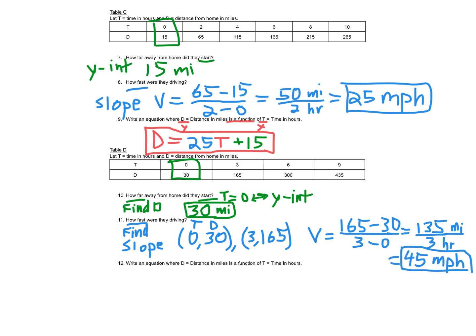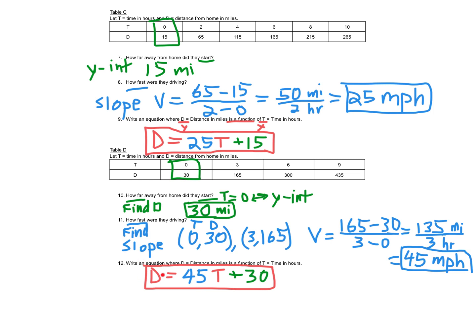So we found that I started 30 miles away. I drove at 45 miles per hour. If you haven't done so already, take a moment and try to write the equation where d is a function of t. Otherwise, use that equation. D equals 45t plus 30. Again, I'm driving 45 miles an hour for t hours. That's my distance I've traveled, but I have to add in that 30 miles that I started away from home for my total distance.